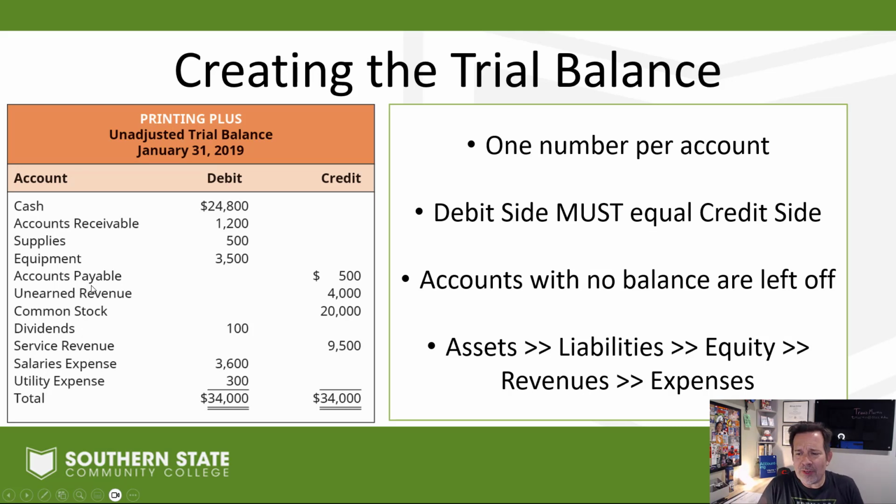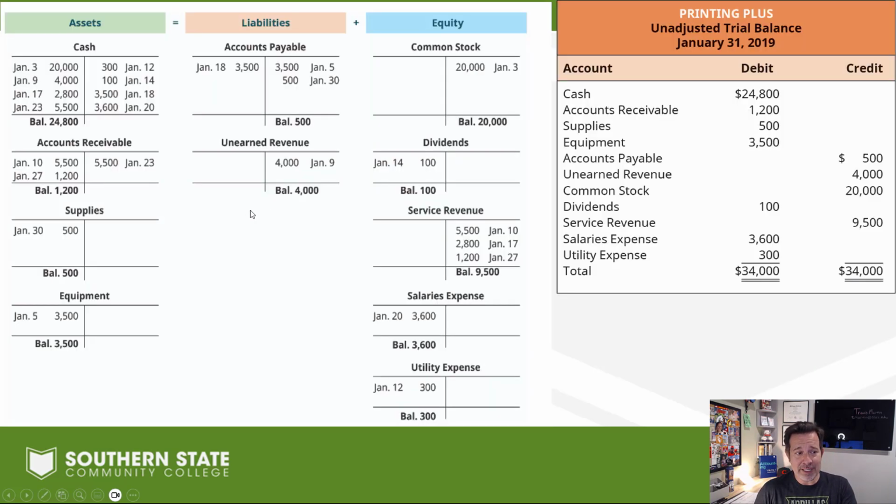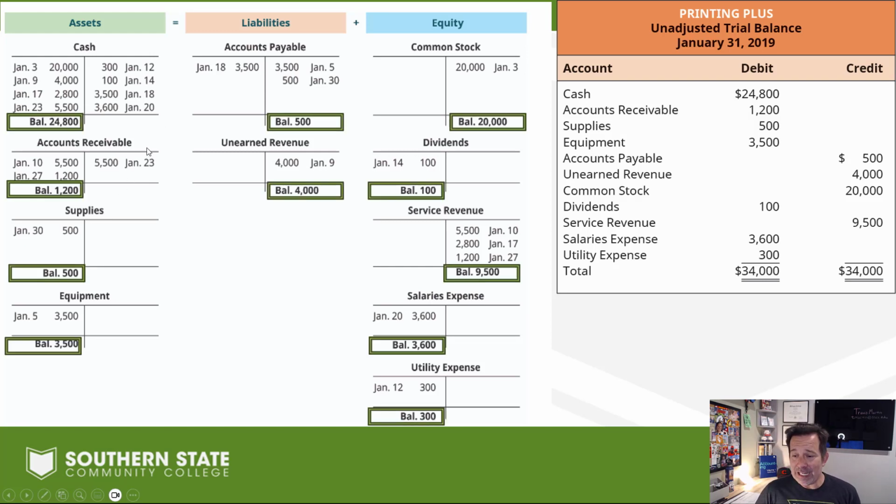So where in the world do the numbers come from? Well, they're the ending balances in every account, right? Go back to our T accounts that we looked at in the last video. We know those ending balances were calculated by taking the positive side, subtracting out the negative side of the account. And we know the numbers came from our journal entries, that process of posting the journal entries to the ledger accounts.